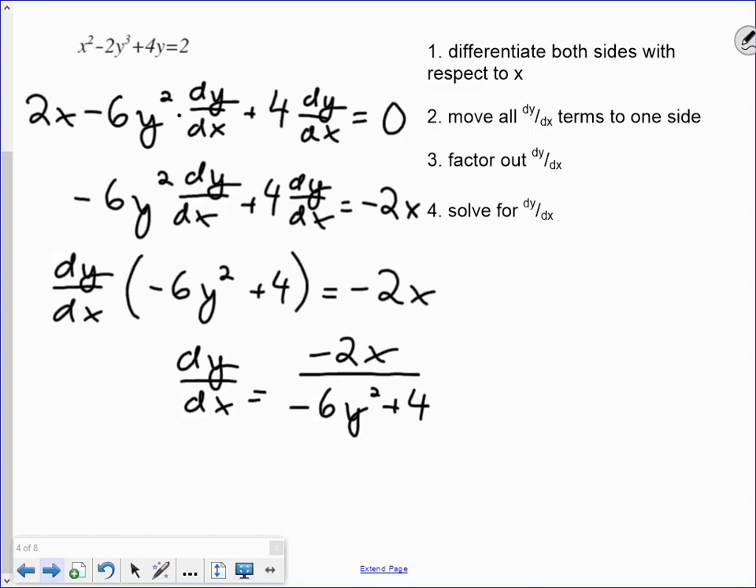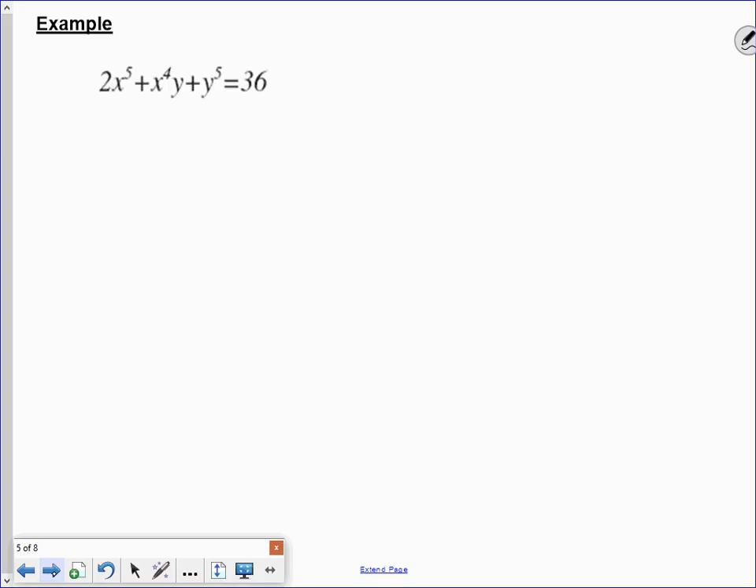So let's look at a second example here that has a little bit of a trick in it. 2x to the power of 5 plus x to the power of 4 times y plus y to the power of 5. And again, we want to take the derivative of this thing. Okay? So this one, it would be really tricky to rearrange it and solve for y because this middle term here has x and y multiplied together. But let's go ahead and do our derivative implicitly.